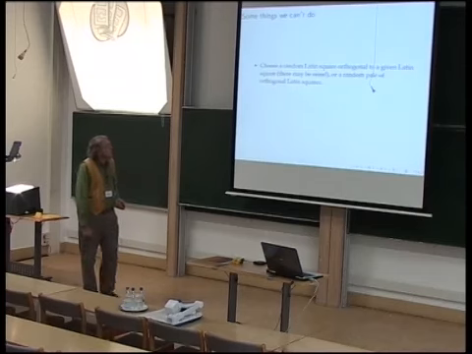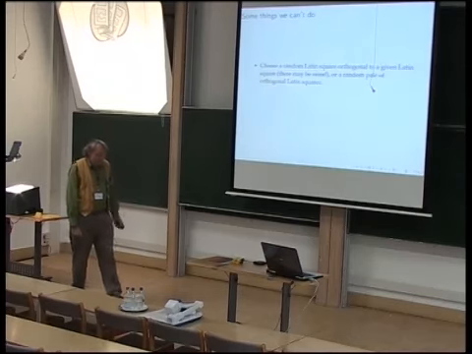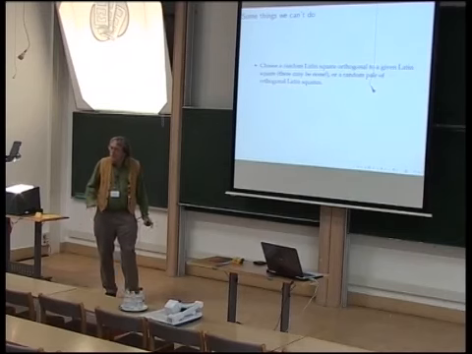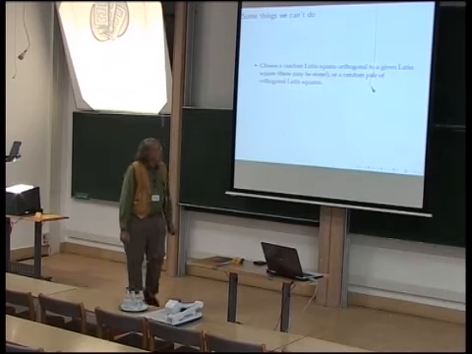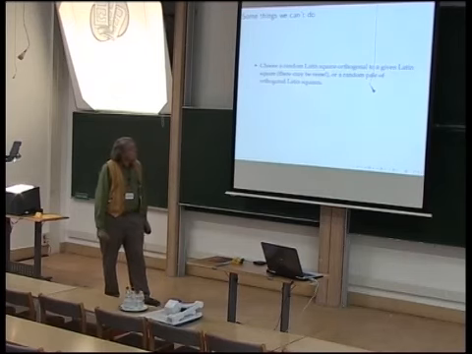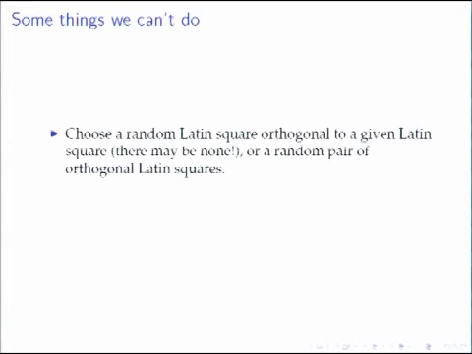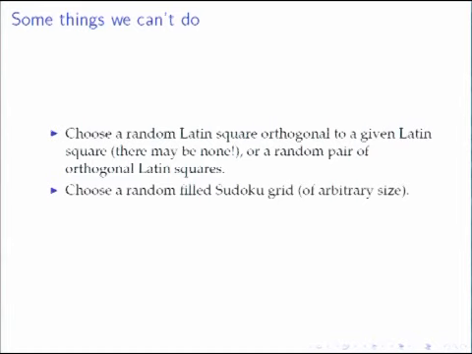But so what can't we do? Well, there are quite a lot of challenging problems which I don't know how to choose uniformly at random. Choose a random Latin square orthogonal to a given Latin square, for example. Or a random pair of orthogonal Latin squares to make it slightly easier, because in the first case there are some Latin squares that have no orthogonal mate. Well, there wouldn't be much point trying to choose those. But can we choose at random a pair of orthogonal Latin squares?